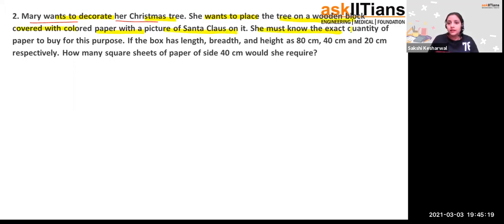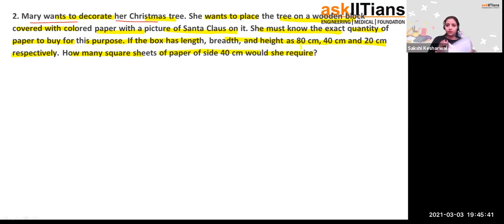She must know the exact quantity of paper she has to buy for this purpose. If the box has a length, breadth and height of 80 centimeters, 20 centimeters, and 40 centimeters respectively, how many square sheets of paper of size 40 centimeters does she require? Now just think like this. When you're going to decorate something, you cannot get a very big sheet of paper all at once.